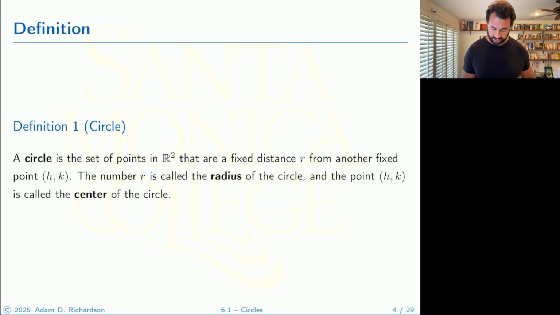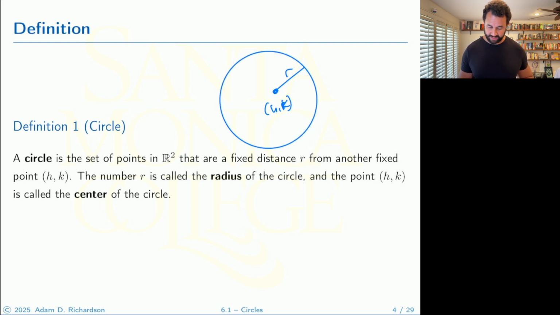You can imagine, here is a fixed point. We call it (h, k). And then there is another fixed number, what we call r. A circle is the set of all points that are exactly r away from (h, k). So pretend this is a really nice circle, and pretend this is at the center of that circle. There you go. r is what we call the radius of the circle, and the point (h, k) is what we call the center of the circle.